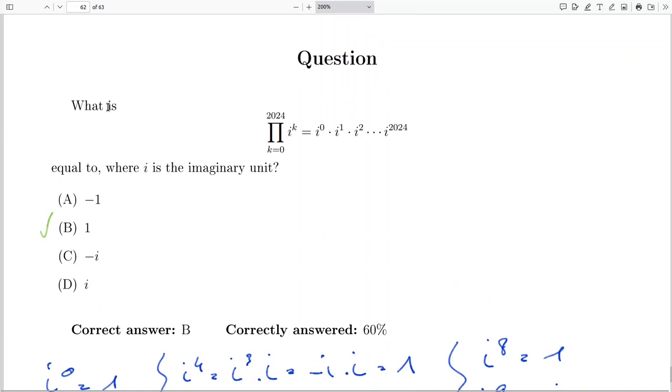So the question is, what is the product for k equals 0 to 2024 of i to the k? So that is i to the 0 times i to the 1 times i to the second power until i to the 2024th power. And so what is that equal to, where i is the imaginary unit?